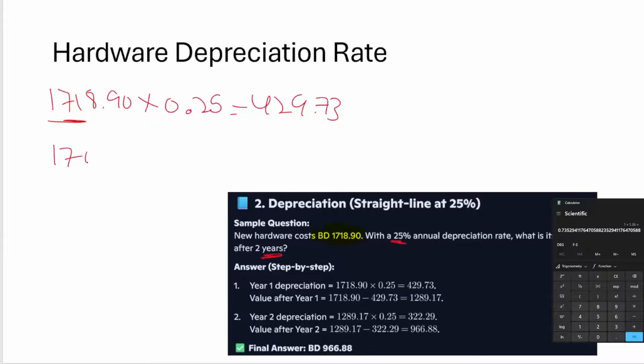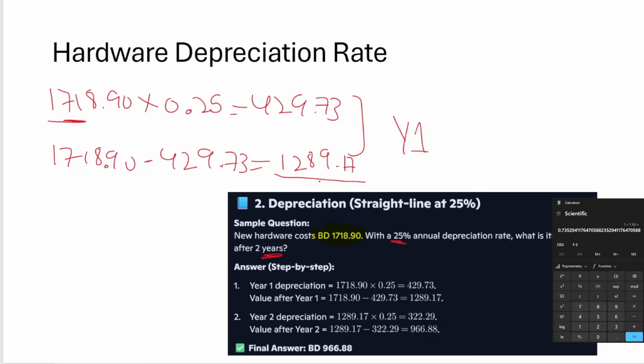Now we take the initial value and subtract the value we got: 1718.90 minus 429.73. This is for year 1. This is equal to 1289.17, the value of the hardware after the first year. Now I want to do the same for year 2 and know the value after the second year. How do we do it? Let me just move this.